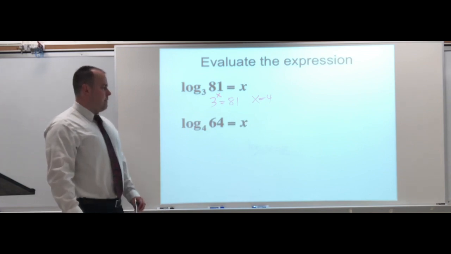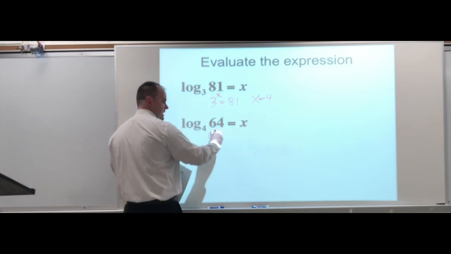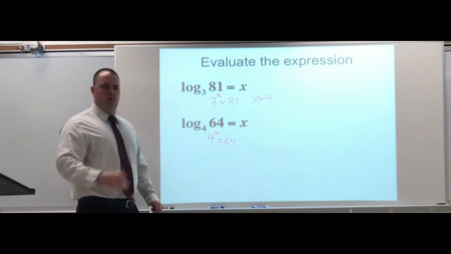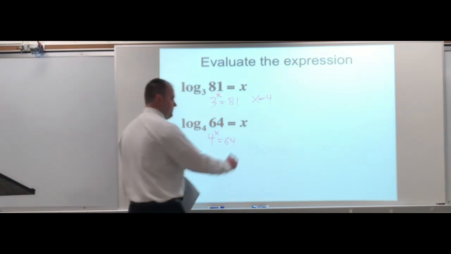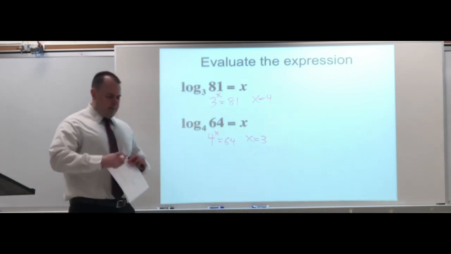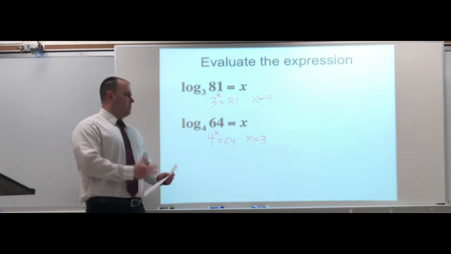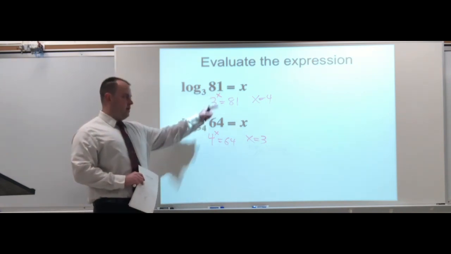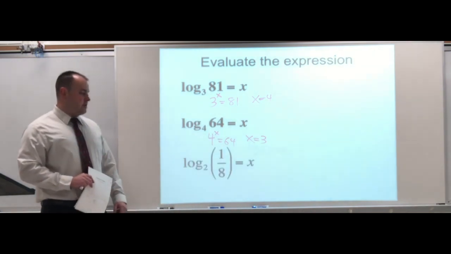Here we have log base 4 of 64 equals x. 4 to the x power equals 64. And again, you need to think through. 4 squared is 16, 4 cubed is 64. So x is 3. I'm not going to expect you to be able to do things like 4 to the 20th power. I'm going to expect you to manage 3 to the 4th power, 4 to the 3rd power. And also thinking through some fractions as well.